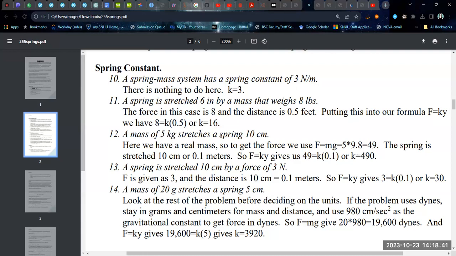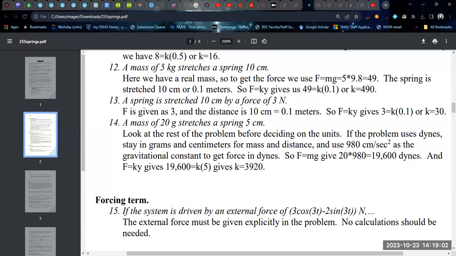A mass of 5 kilograms stretches a spring 10 centimeters. We have the real mass. To get the force, we multiply by 9.8. That can go into our Hooke's law equation, and along with 10 centimeters or 1/10 of a meter, we get 490.